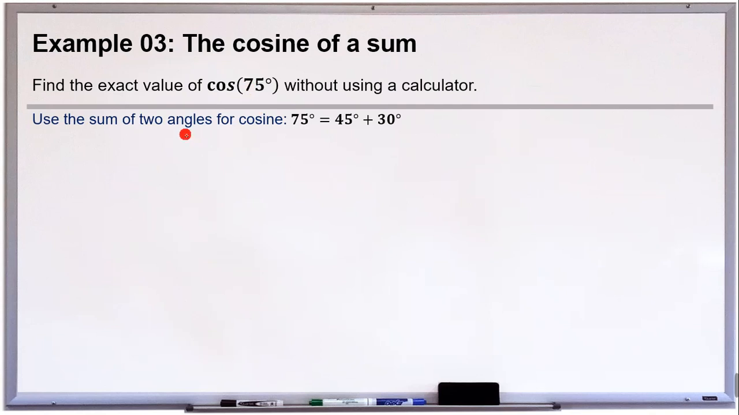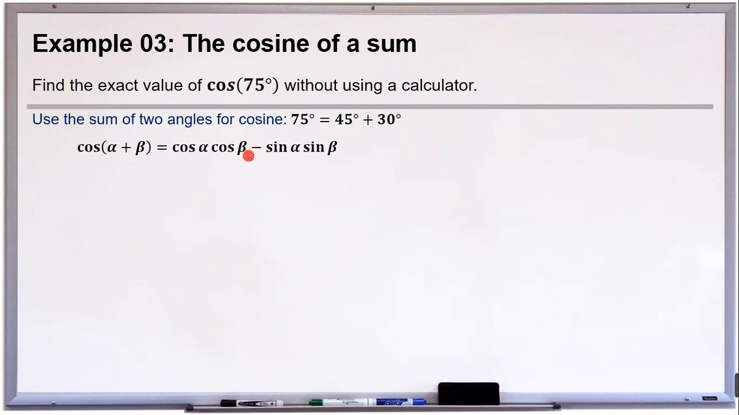First, we are going to use the sum of two angles for cosine, because 75 degrees can be broken down into 45 degrees plus 30 degrees. From the sum of two angles for cosine, we have cosine of alpha plus beta is equal to cos cos, sin sin. And since this is a sum of two angles, the sign that separates these two terms is minus, which is the opposite.